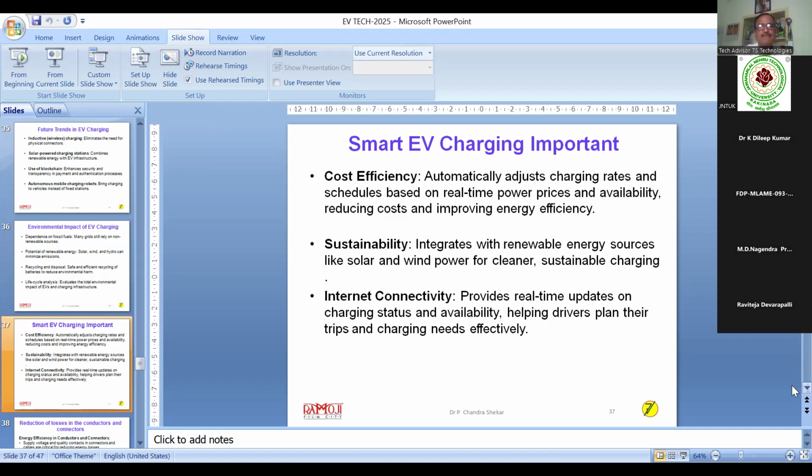Sustainability: integrate with renewable energy sources like solar and wind for cleaner, sustainable charging. Again, here they said internet connectivity provides real-time updates on charging status and availability, helping drivers to plan their trips and charge effectively. As I told you, communication people are also equally required for EV vehicle infrastructure.